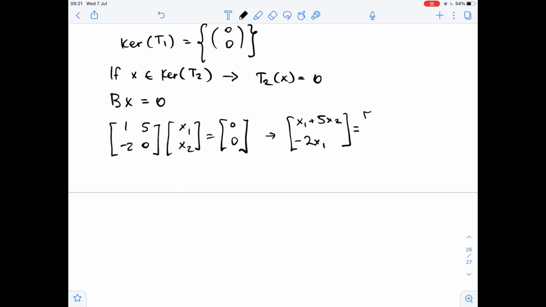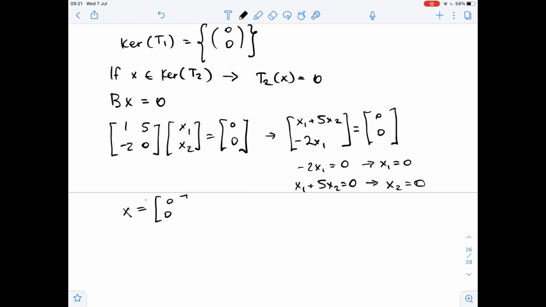equals [0, 0]. That means that -2x1 equals 0, then x1 equals 0, and x1 plus 5x2 equals 0. Then if we substitute 0 for x1, we get that x2 also equals 0. That means that x equals [0, 0]. Then the kernel of T2 also includes only the 0 vector.